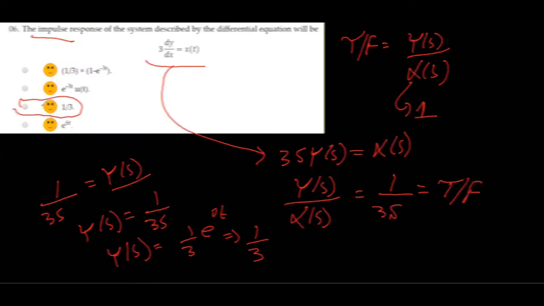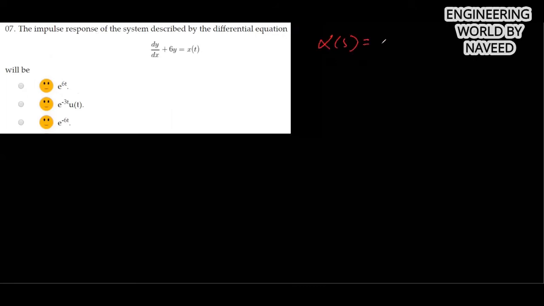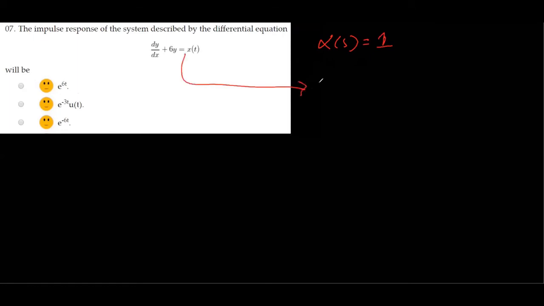Okay, next MCQ: the impulse response of the system described by the differential equation dy/dx plus 6y is equal to x(t) will be... So this option is given to me. For the impulse response, my x(t) will be equal to 1, and let's find y(t). Let's convert this into the s domain. So this will be s into Y(s) plus 6 into Y(s), that is equal to X(s).